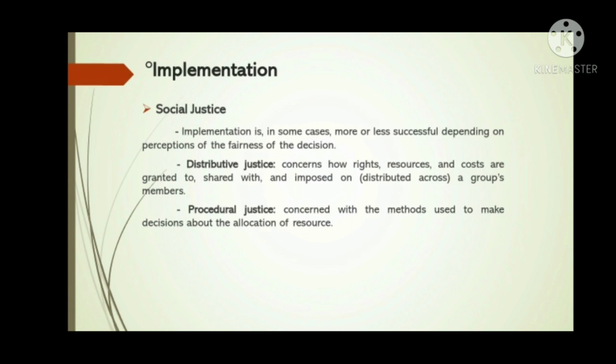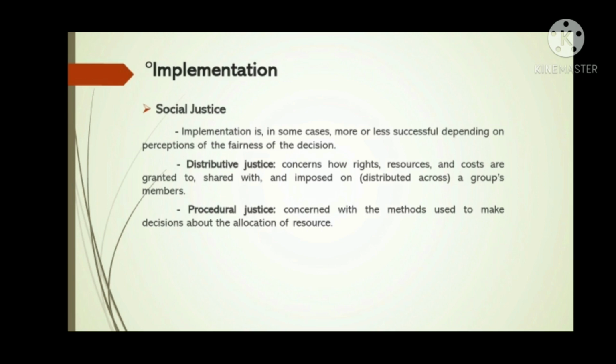Moving on, social justice. Implementation is in some cases more or less successful depending on perceptions of the fairness of the decision. Fairness judgments are determined by two forms of social justice, the distributive and procedural. Distributive justice is concerned with how rights, resources, and costs are granted to, shared with, and imposed on, distributed across a group's members. Another definition of distributive justice is the perceived fairness of the distribution of rights, resources, and costs.